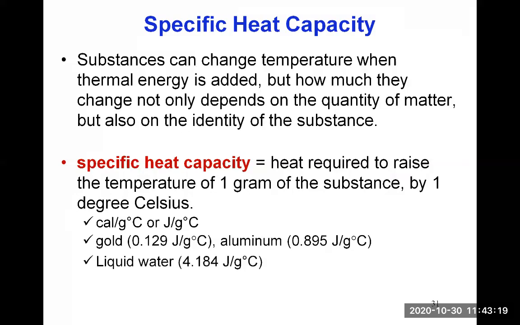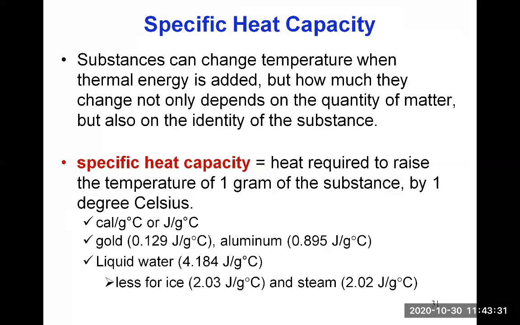Liquid water needs 4.184 joules per gram and per degree. This is a very high value compared to any other substances. And it's less for ice, 2.03 joules per gram and per degree, and steam also 2.02 joules per gram and per degree. So really, liquid water is the one that has the highest specific heat capacity.